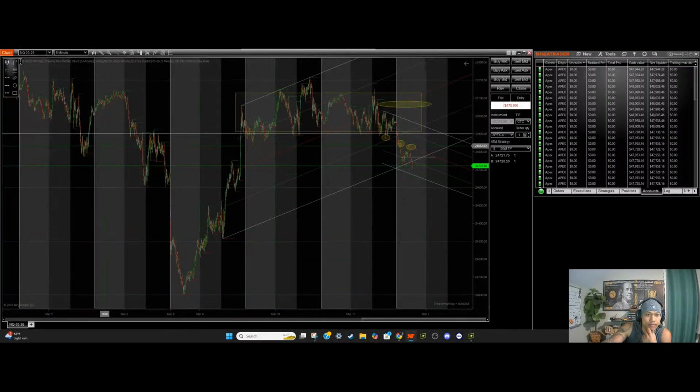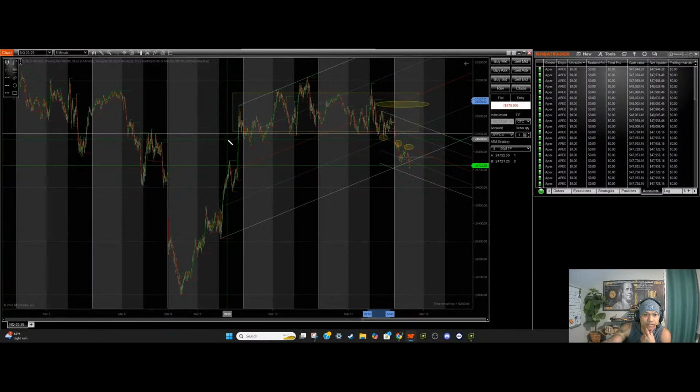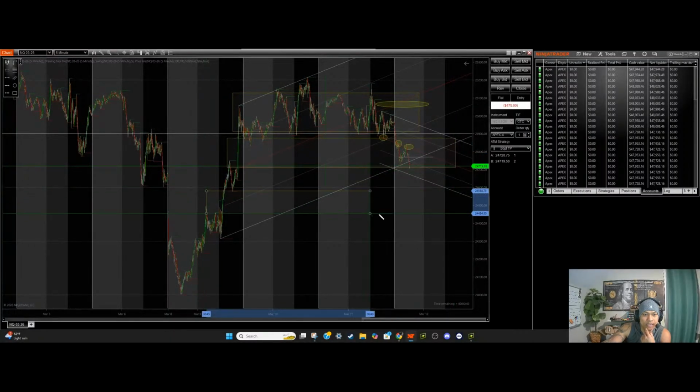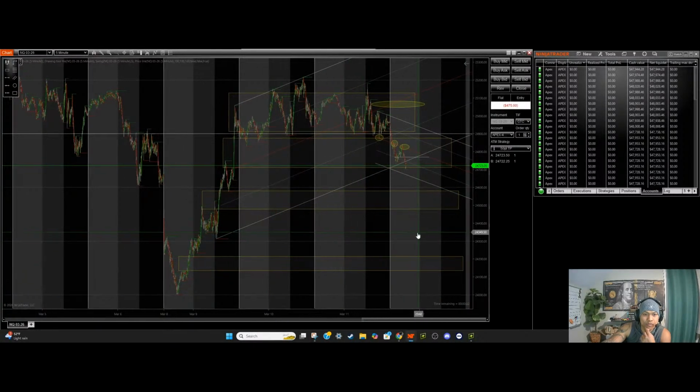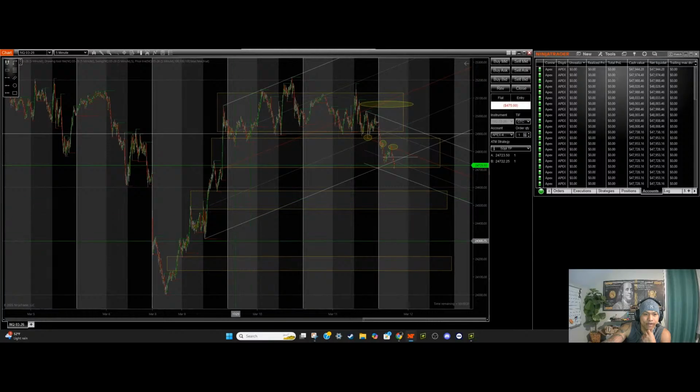We have so much liquidity down here. Check this out. This is the first liquidity block that just got absorbed. We have another liquidity block down here, that's next to get absorbed. And then we have a liquidity block right down here that also needs to get absorbed. This whole range has so much liquidity.